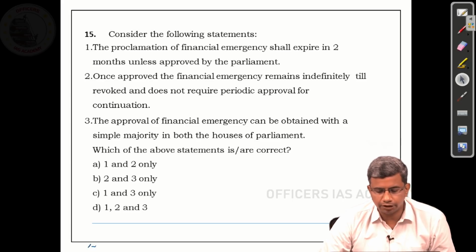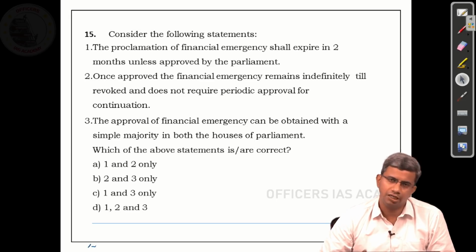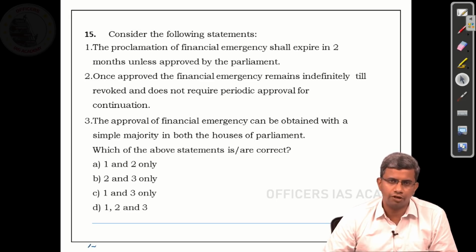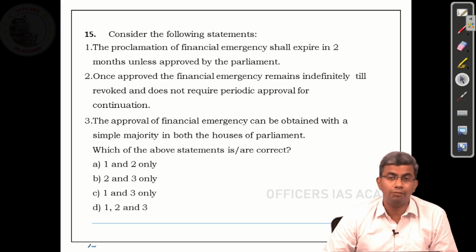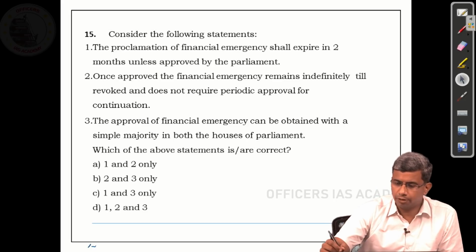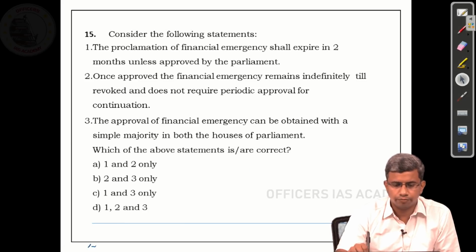The approval of financial emergency can be obtained with a simple majority in both houses of Parliament. Yes, even for Article 356, it is a simple majority. Article 360, financial emergency, it is a simple majority. Only Article 352 for proclamation of national emergency was converted into a special majority. So the correct answer is D, 1, 2 and 3. Right? So moving on to the next question.